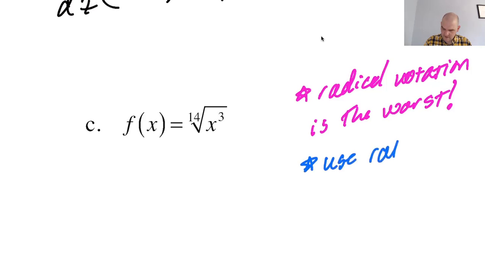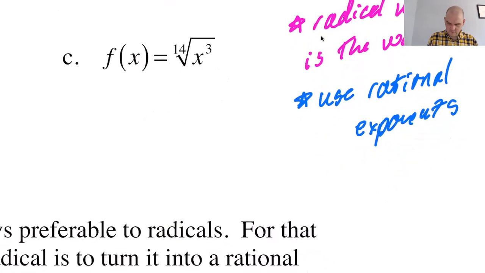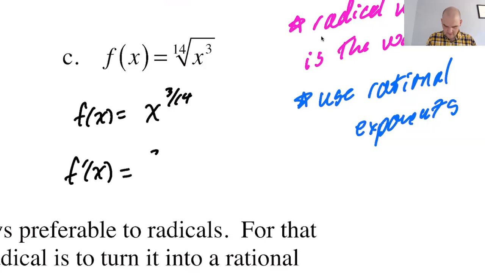You're going to want to use rational exponents. So here we're going to rewrite this as f of x is, not f prime, we didn't find the derivative yet, so it's actually going to be x to the 3/14. It's like the 14th root of x cubed, so to the 3/14. f prime is going to be 3/14 x to the 3/14 minus 1. So 3 minus 14 is negative 11/14, and you're just going to leave it that way.